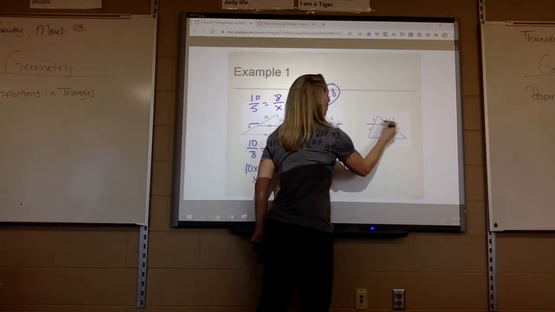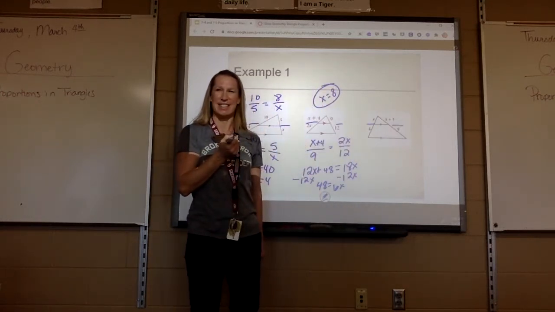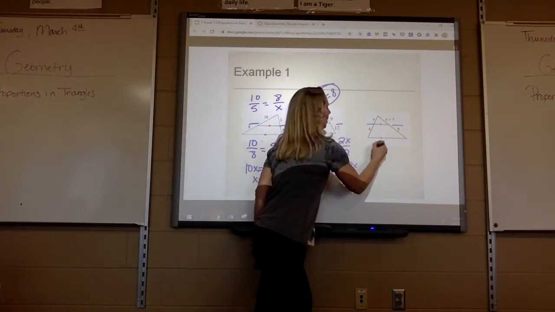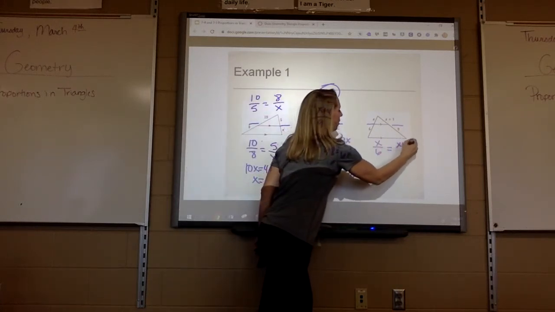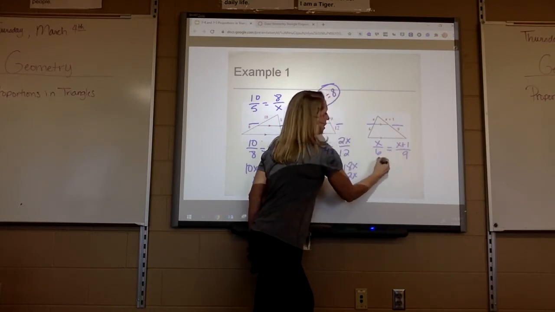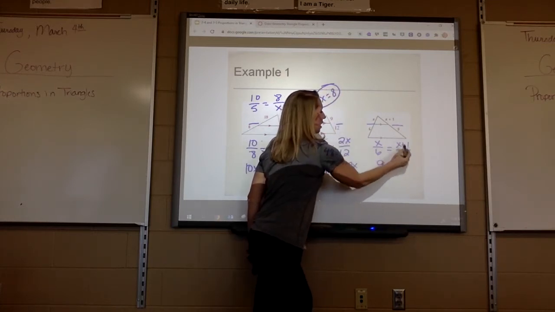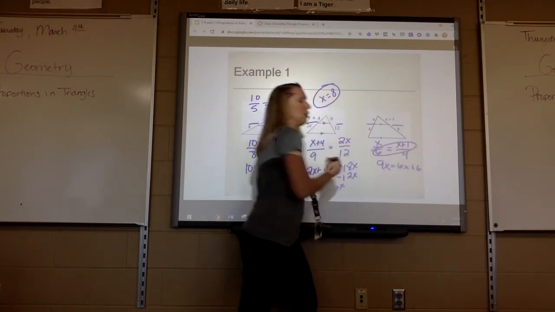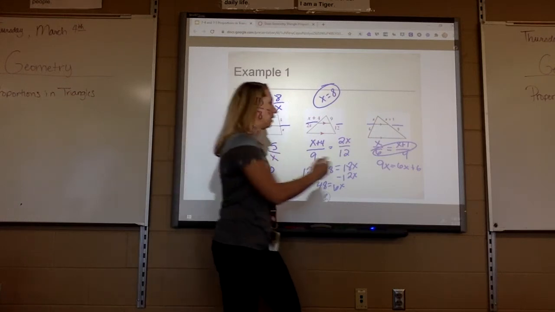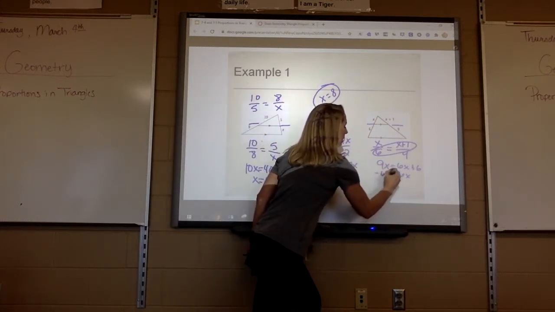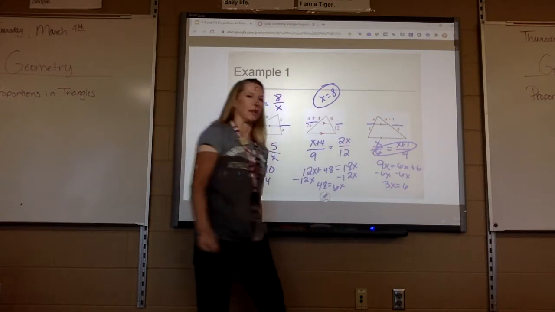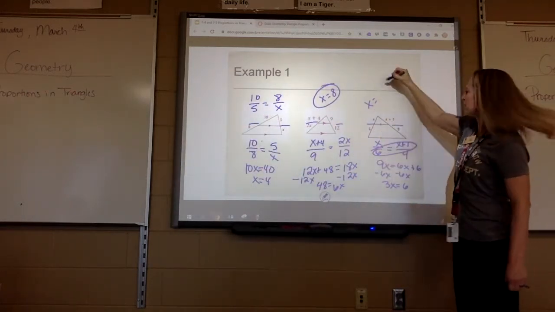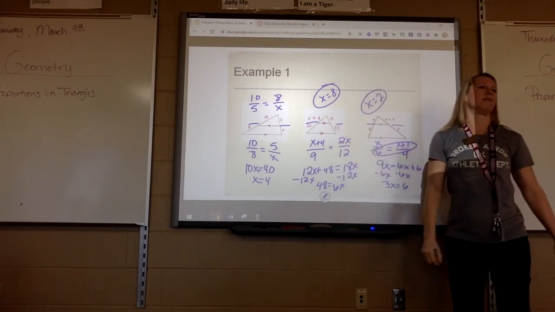Next one. I like to just do the proportions like this because I feel like I can just see it, and then cross multiply. So x over 6, x plus 1 over 9. 9 times x is 9x. 6 times x is 6x. 6 times 1 is 6. Don't forget distributive property. Minus 6x. 3x equals 6. What would x be? 2. Emma, welcome. I missed you.